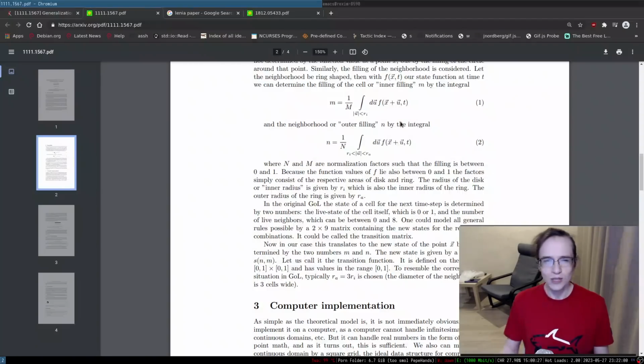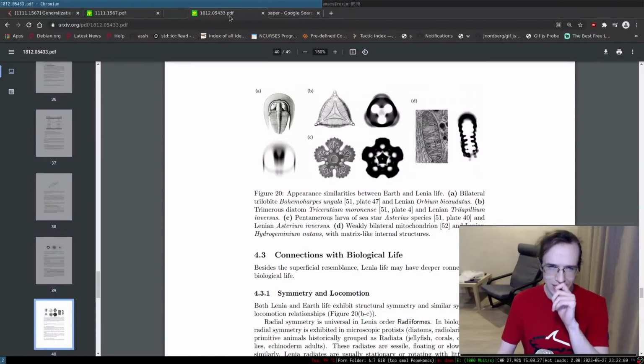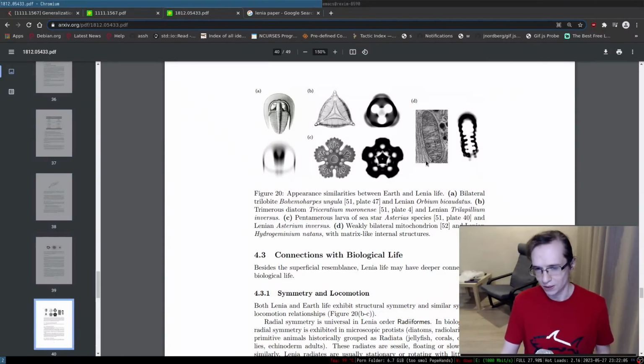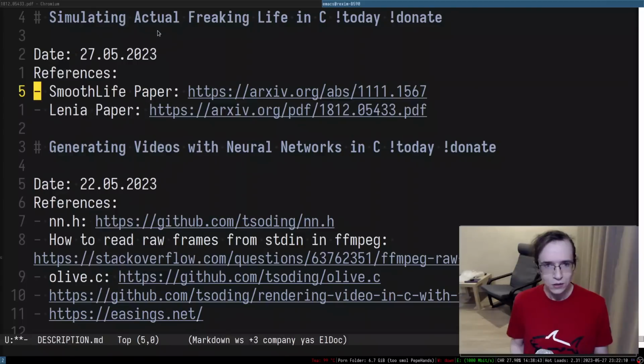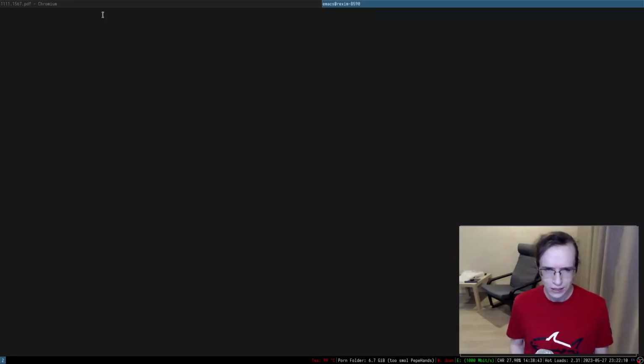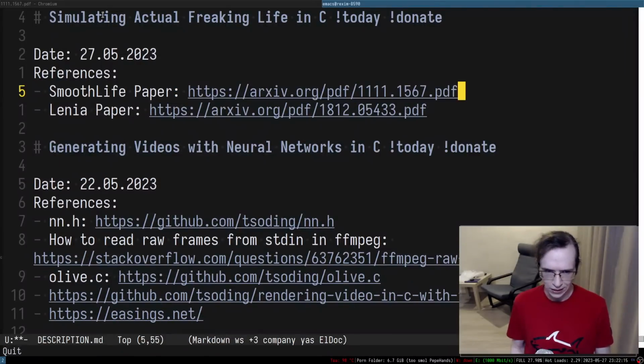I'm not sure if today's stream is gonna be interesting enough and we get somewhere. Maybe we can try to implement Lenia, and we'll see how it goes. But it's probably not going to be on today's stream. So here I actually gave the PDF, so let's give the actual PDF in here.